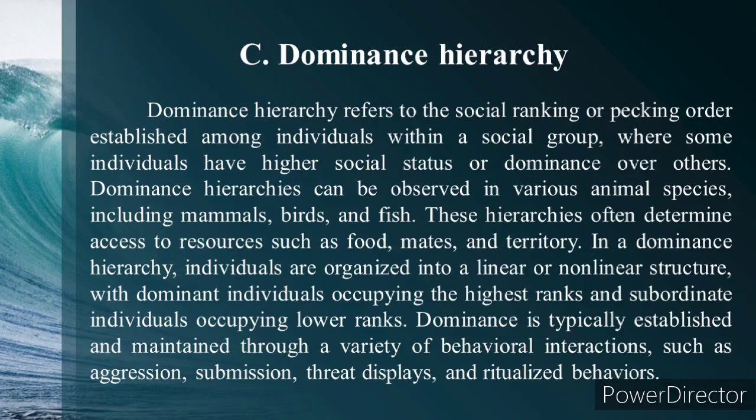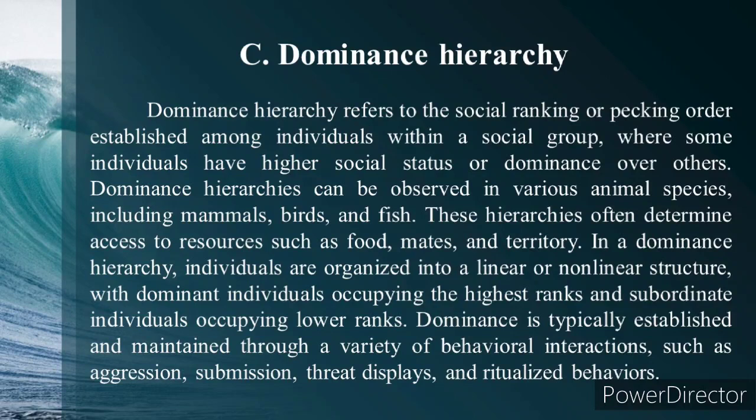Dominance hierarchy refers to the social ranking or pecking order established among individuals within a social group, where some individuals have higher social status or dominance over others. Dominance hierarchies can be observed in various animal species, including mammals, birds, and fish. These hierarchies often determine access to resources such as food, mates, and territory. In a dominance hierarchy, individuals are organized into a linear or nonlinear structure, with dominant individuals occupying the highest ranks and subordinate individuals occupying lower ranks.